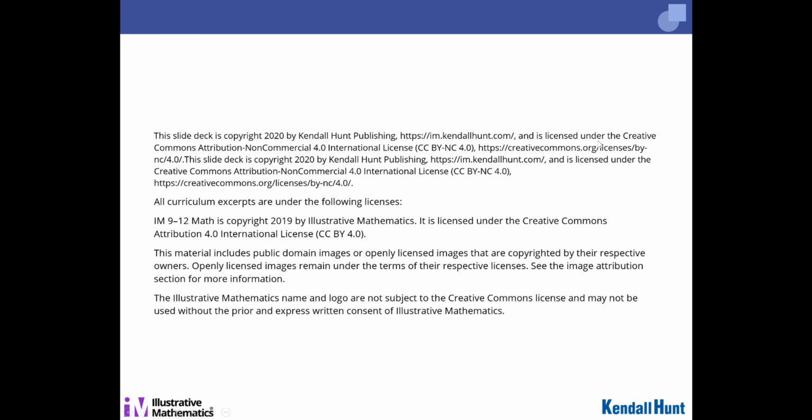So hopefully this helps you have a brief understanding on how to find solutions to inequalities in one variable. I'll see you in the next video when we talk about writing and solving inequalities in one variable.